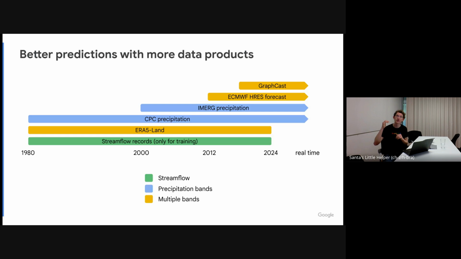GraphCast and ECMWF-HRES or IFS are the 2 forecast data products that we use. So GraphCast is Google's own internally developed weather forecasting product, which is also open source. And then HRES or IFS is from the European Center for Medium-Range Weather Forecasting, which is sort of one of the state-of-the-art global numerical weather forecasting models. So those 2 give us really their estimate for what they think the weather will be like in the next couple of days. We're using up to a 7-day lead time of those 2 models.